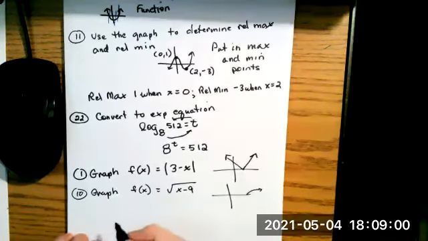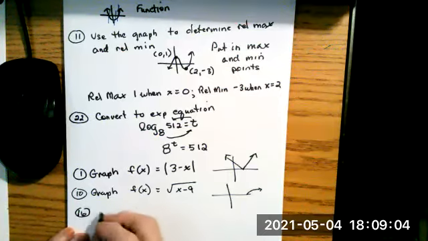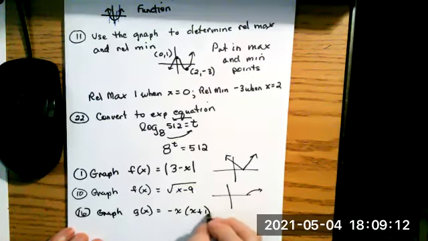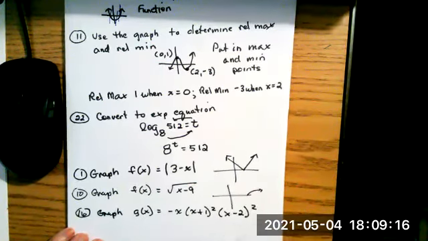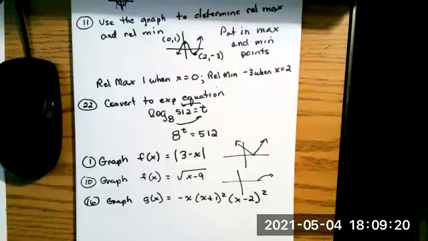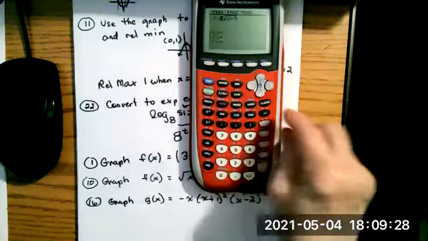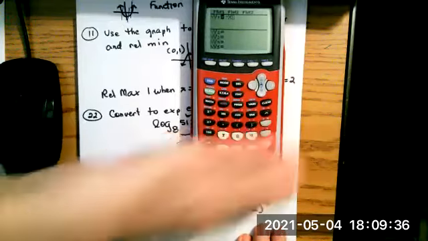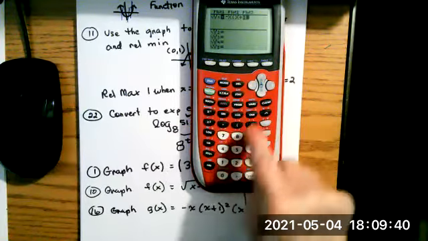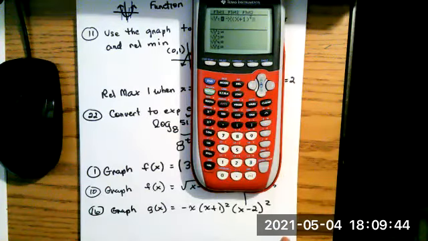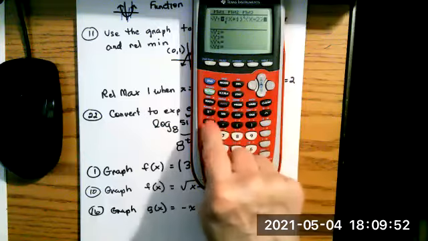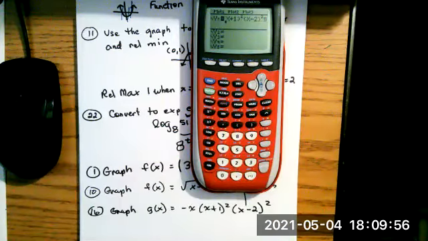Okay, that's number 10. Then number 16 is graph g of x equals negative x times x plus 1 quantity squared times x minus 2 quantity squared. It'll be a problem that's just like that. So put it in your calculator. Negative x, parentheses x plus 1, close parentheses, raise it to the second power, parentheses x minus 2, close parentheses, and don't forget you've got this little x squared key over there to take it to the second power.